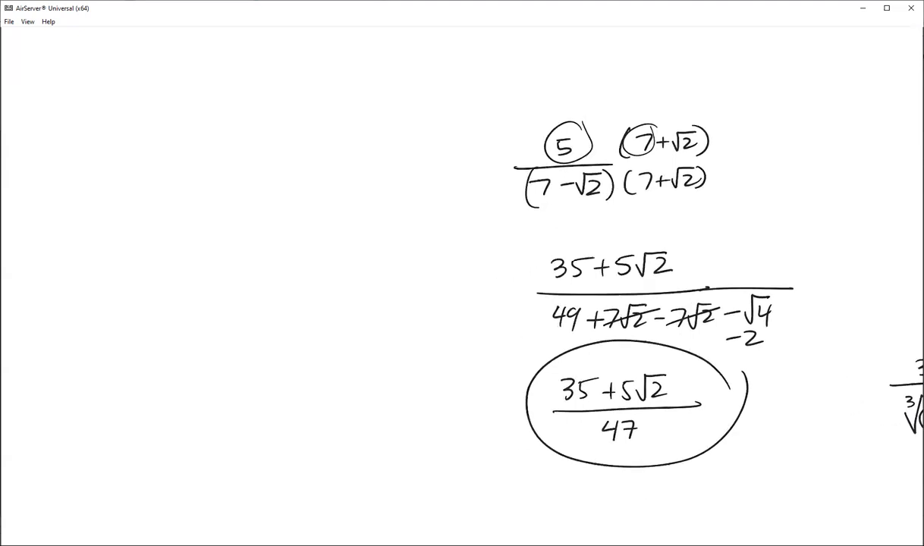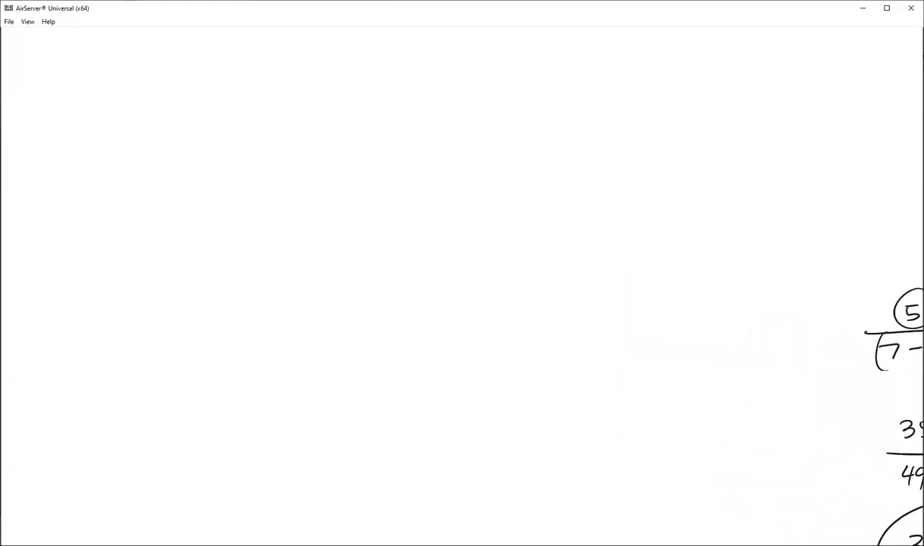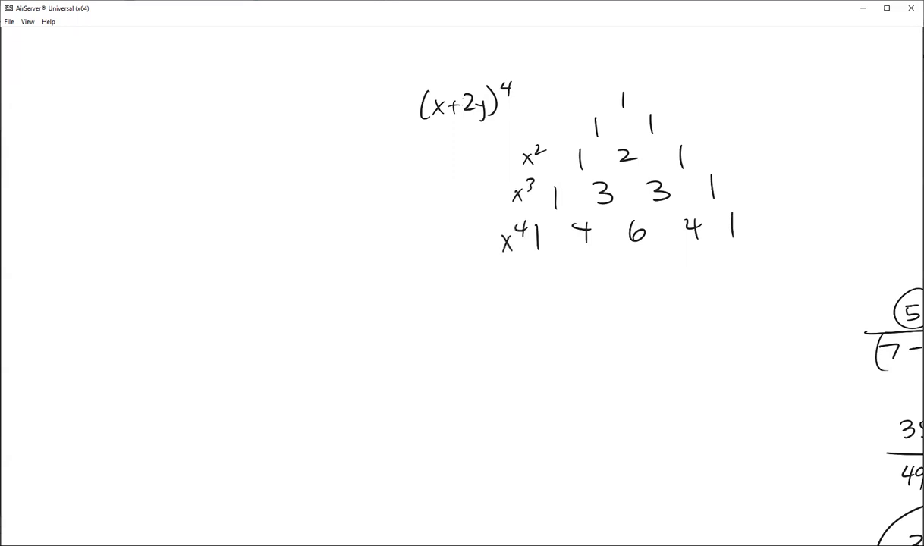Number 3 is the binomial expansion. All right, because whenever it says x plus 4, oh sorry, it's x plus 2y to the 4th power, right? Something like that, you have to use Pascal's triangle. So this is 1, 1, 1, 1, 2, 1, 1, 3, 3, 1, 1, 4, 6, 4, 1. This is x squared, x to the 3rd, x to the 4th power. So we're going to use this row right here, that last row, the 1, 4, 6, 4, 1.